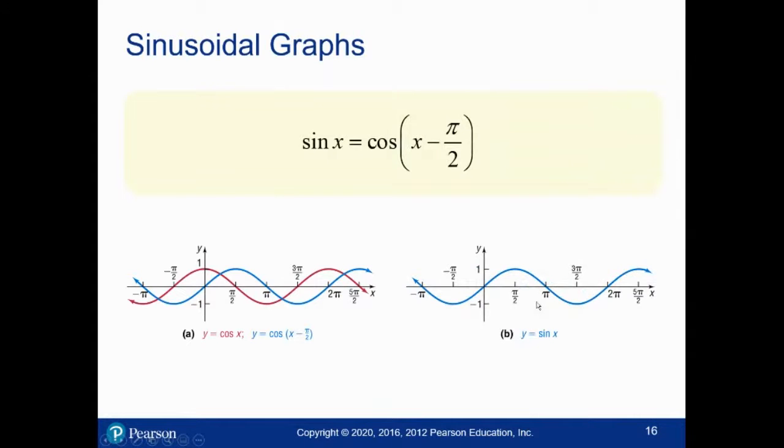Okay, so we'll stop this one here. We're going to keep working through this section. We're going to look more generally at what happens, what's the relationship between sine and cosine, and more generally, what are called sinusoidal graphs.